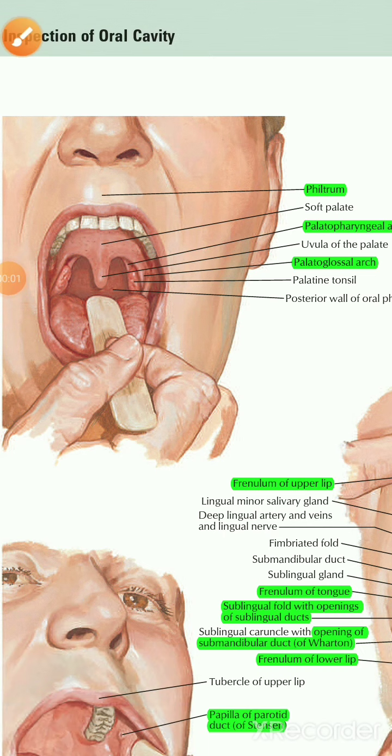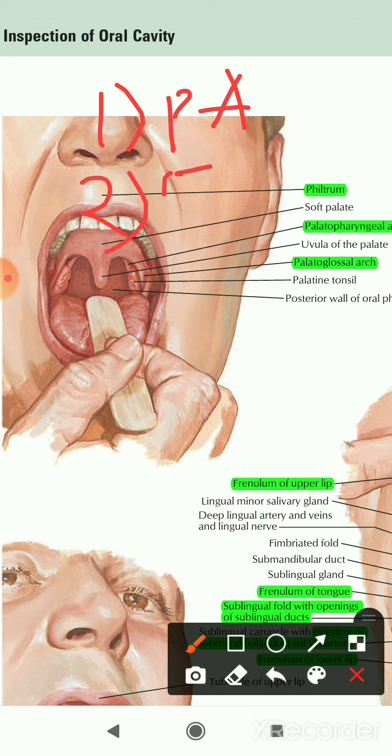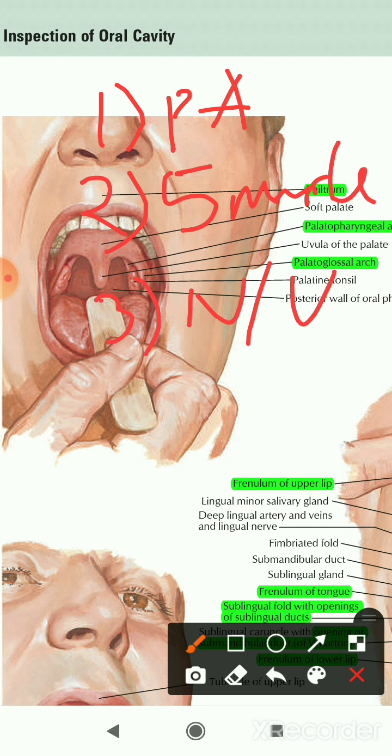Now the composition of the soft palate. Soft palate is composed of palatine aponeurosis, number 1. Then you will find some palatine muscles. There are 5 palatine muscles. Then you will find some nerves and vessels. Then you will find palatine glands, and sometimes upper end of the palatine tonsil.